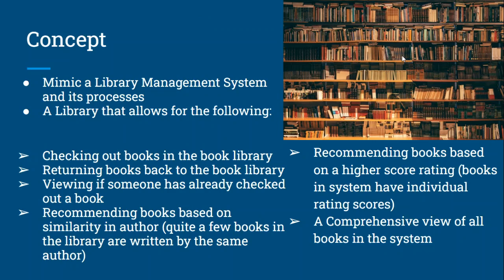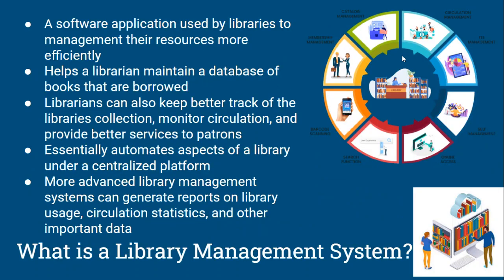We created a library that allows users to check out books, return books, and view if someone has already checked out a book. It'll also recommend books based on similarities in author, or if they're books that have a higher score rating. It also allows for a comprehensive view of all the books in the system. I think there are about 55 books in the book list file.